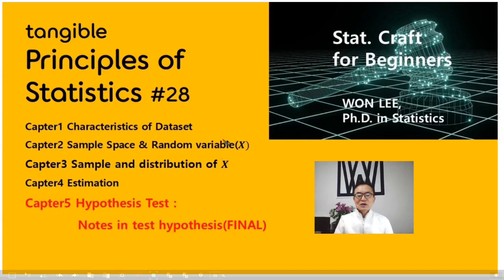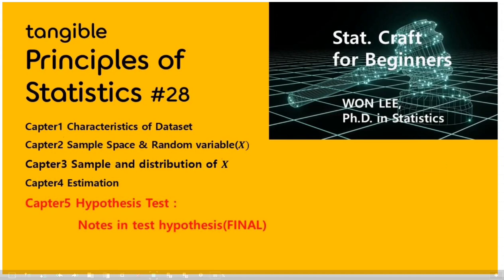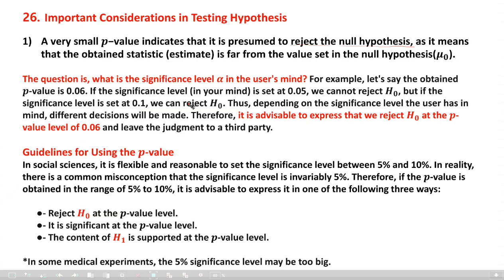Okay, I point out two important considerations in testing hypothesis today. Okay, let's see. A very small p-value indicates that it is presumed to reject the null hypothesis, H0. Small p-value means the obtained sample mean, the obtained statistic, is far away from the value set in the null hypothesis, say mu0, right? You understand that?